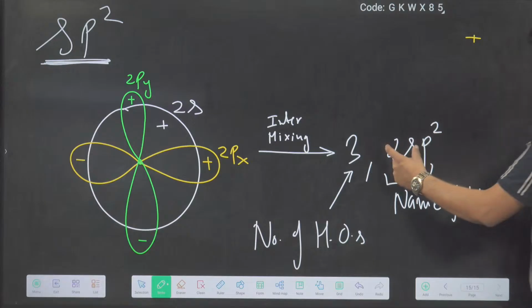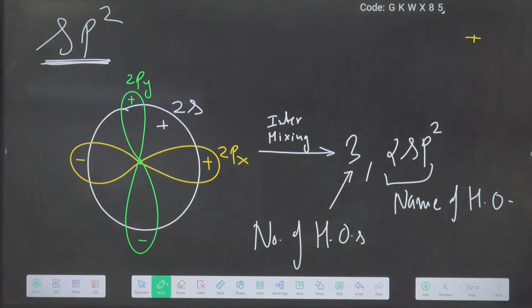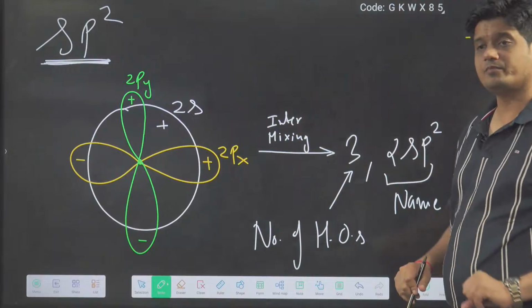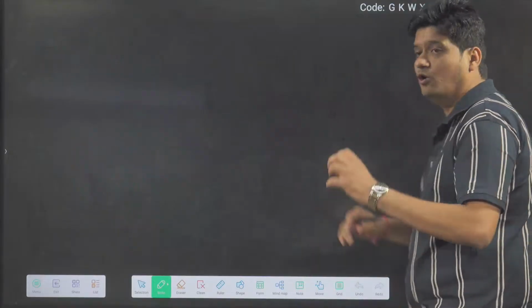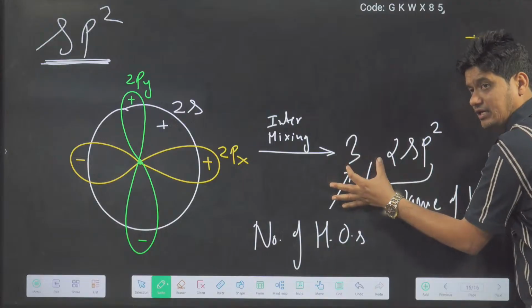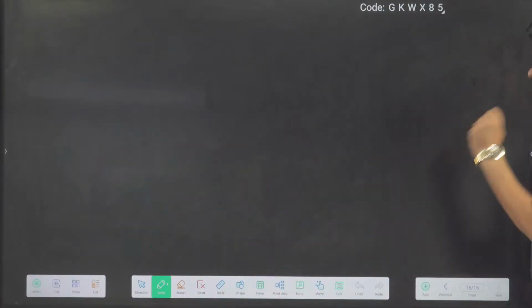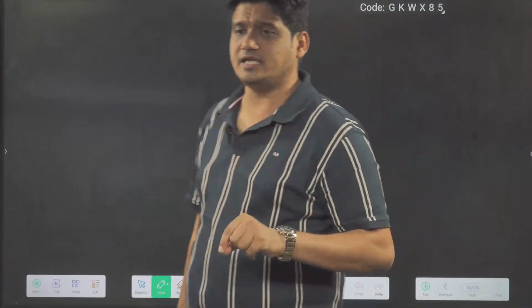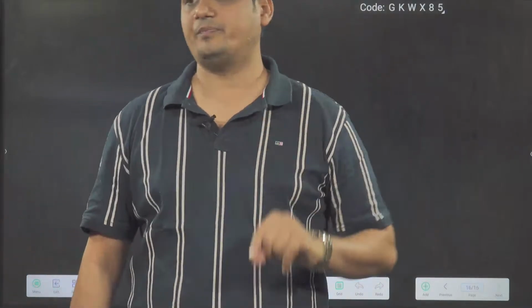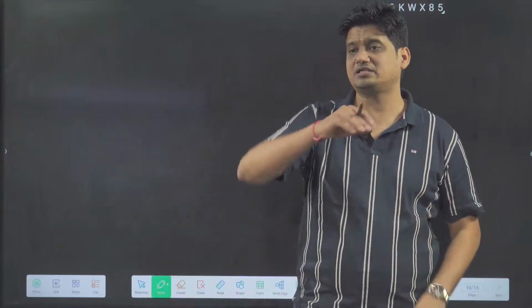This 2sp2 represents the name and this represents the number of hybrid orbitals. This part is done. Now the next part is how to arrange these 3 hybrid orbitals. So go for the main purpose of hybridization. The purpose of hybridization is to minimize the repulsion.